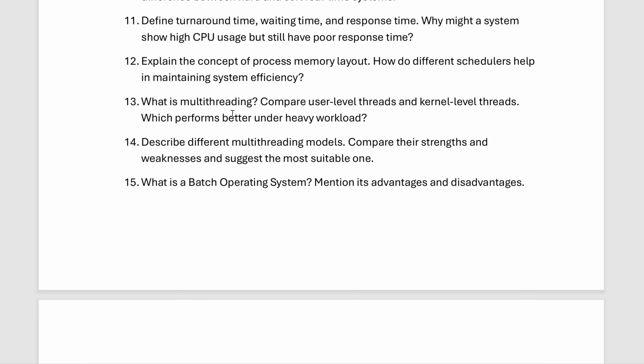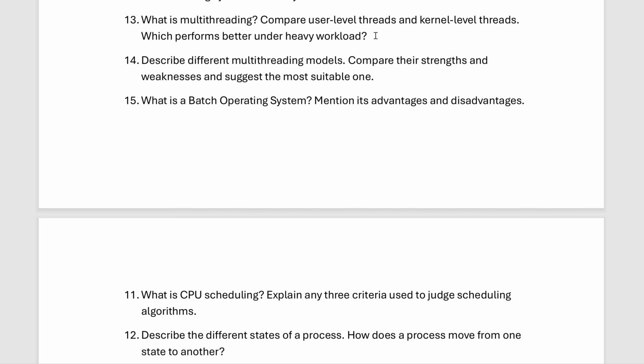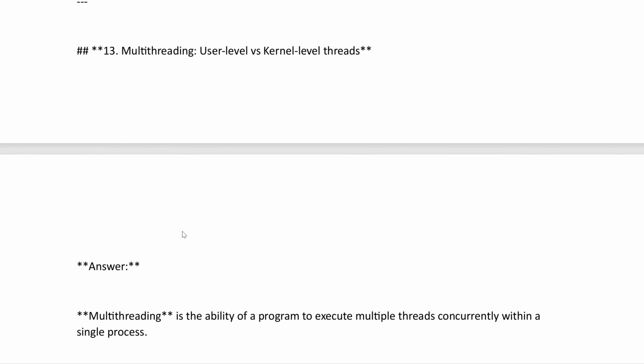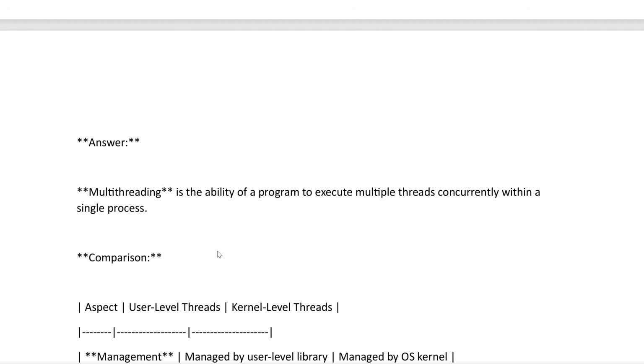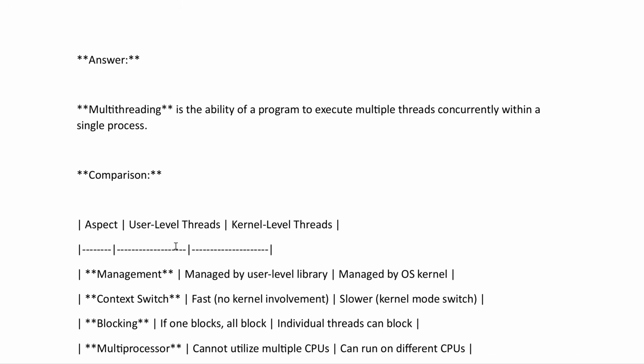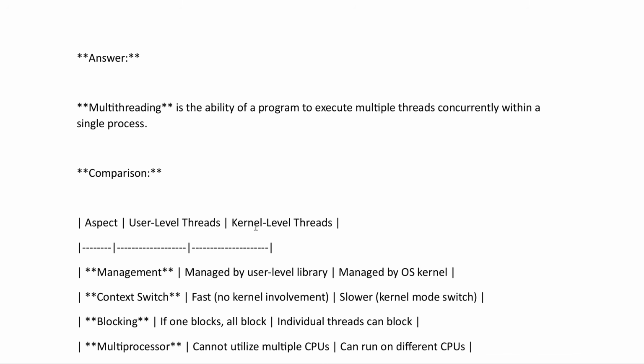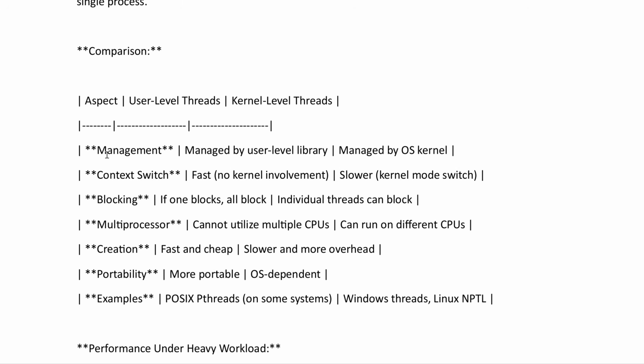The next question is question number 13: what is multi-threading? Compare user level threads and kernel level threads. Which performs better under heavy workload? So multi-threading is the ability of a program to execute multiple threads concurrently within a single process. Now we'll be comparing user level threads with kernel level threads.